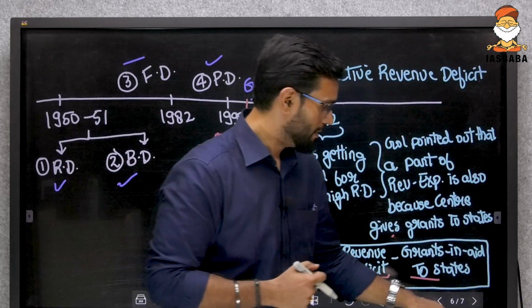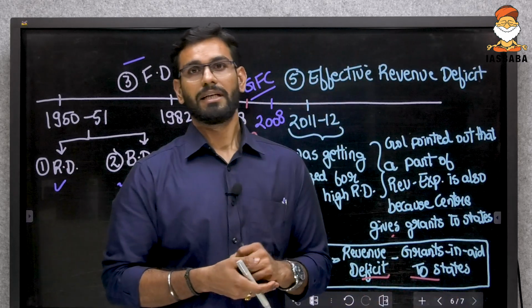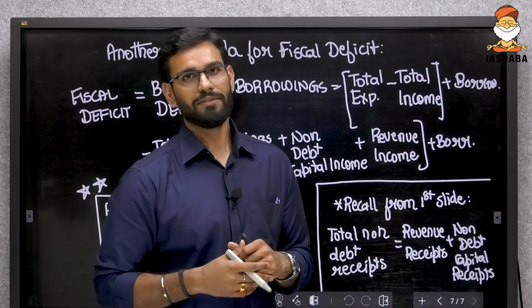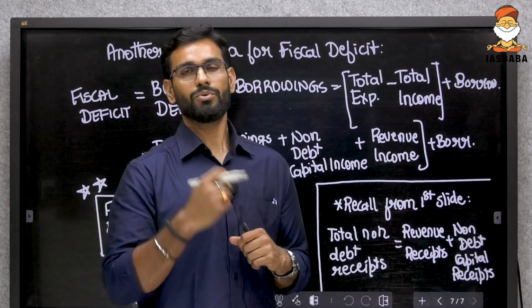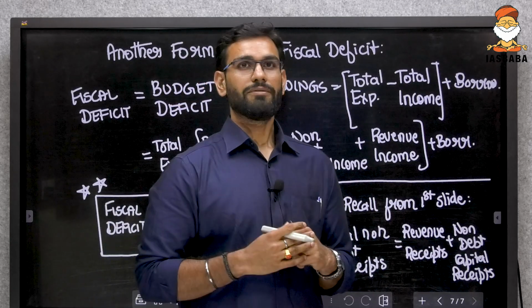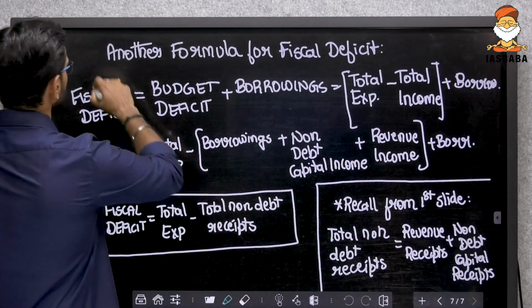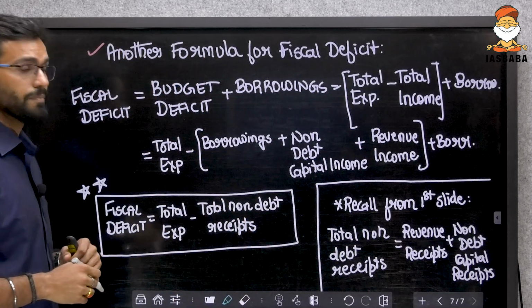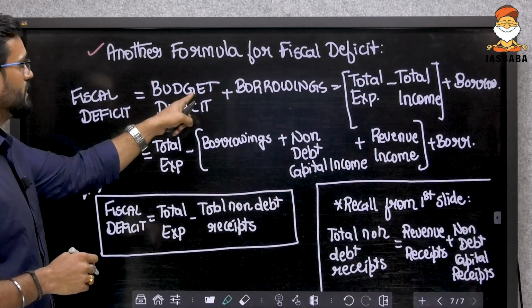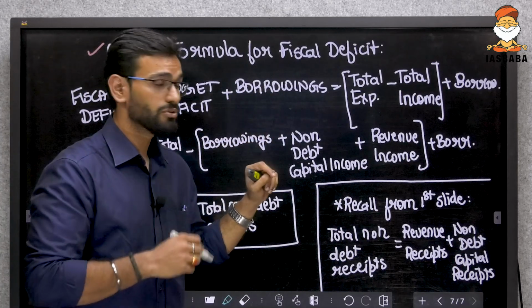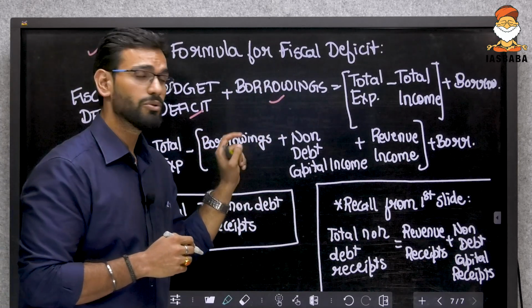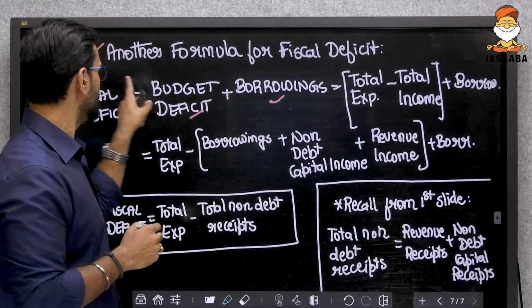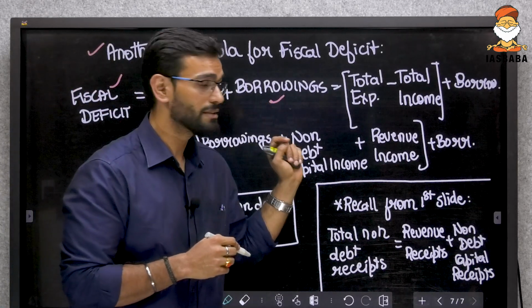Now, before we take leave for the day, there is another formula for fiscal deficit that you would often come across in the books, and I want you to understand that formula. So fiscal deficit is what? Budget deficit plus borrowings. That is what we saw. This is the estimated borrowings. This is the non-estimated borrowings. Estimated plus non-estimated gives us true borrowing needs.